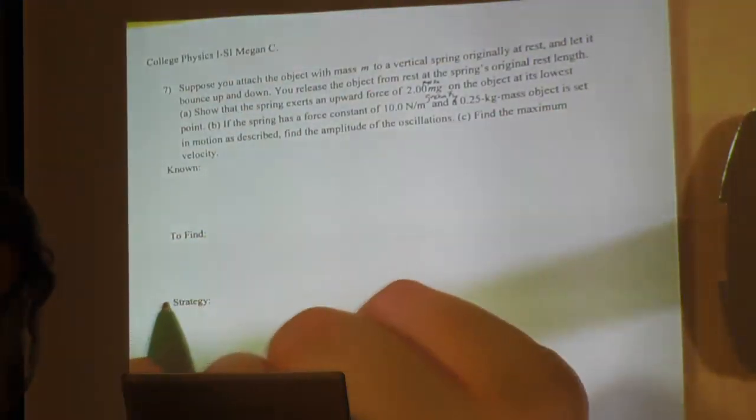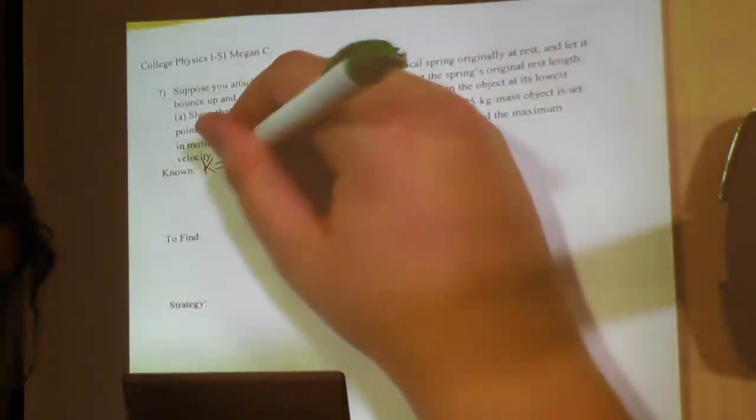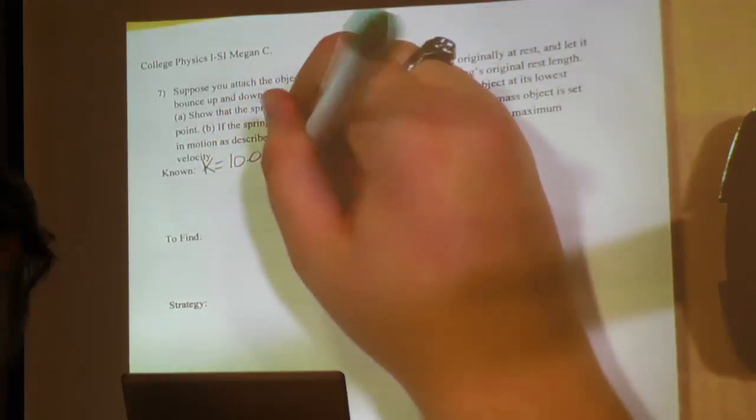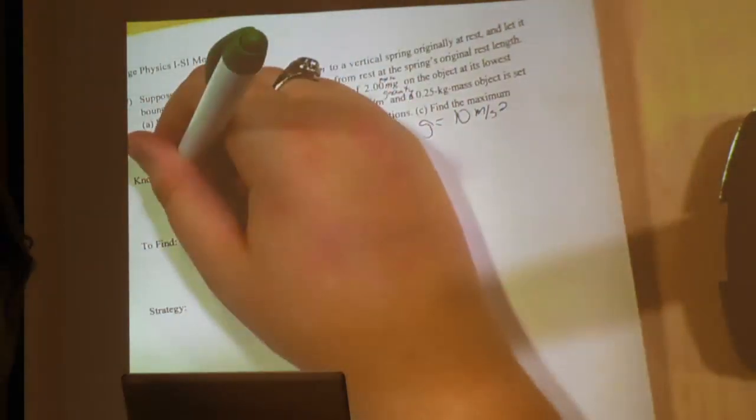So again, we're going to write down our knowns just because it makes life a little bit easier. We have the spring force constant, our k value, which is equal to 10.0 newtons per meter. And then we have a mass that is added, and it's 0.25 kilograms. We have gravity, and this time we are going to take it as 10 meters per second squared. Yeah, this is a constant, so just remember the k constant, right?